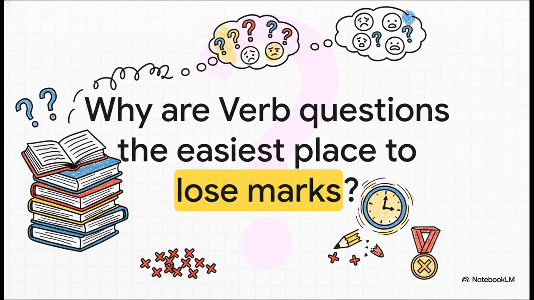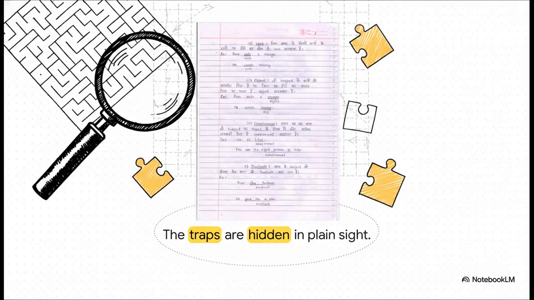Why on earth are verb questions the easiest place to lose marks? You study the rules, you feel pretty good about it, but then you get into the exam hall and suddenly all the options look correct, and you end up losing points that you know you should have gotten. Sound familiar? Well, here's the thing. It's totally by design. Examiners create these questions where the traps are literally hidden in plain sight. It looks super complicated, but it's really just a puzzle. And today, we're going to give you the keys to solve it.